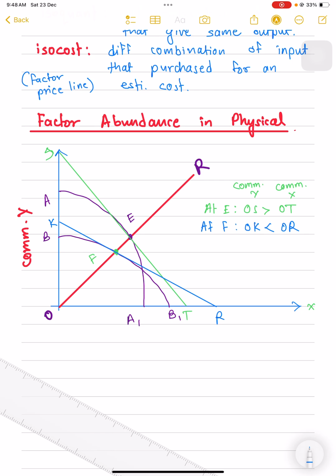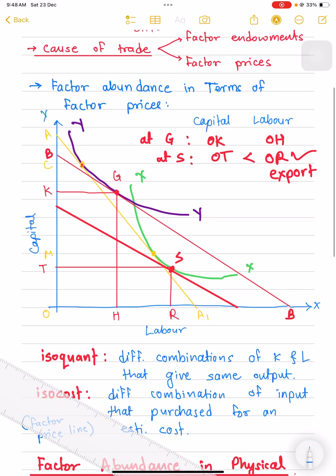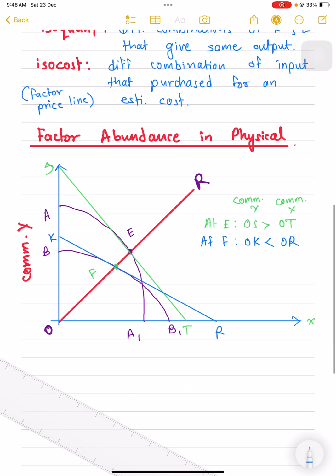Okay, now I have explained these two diagrams step by step. Draw these diagrams 3-4 times, and then you will be able to understand how to draw the isocost line, in what shape you have to draw it. Then only it will give you a perfect diagram.